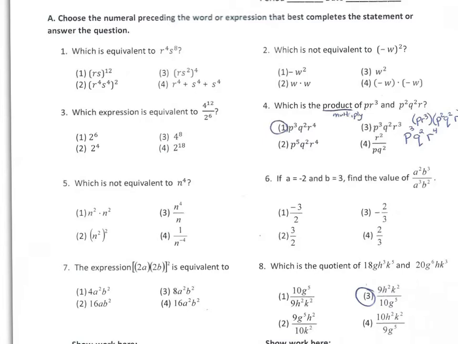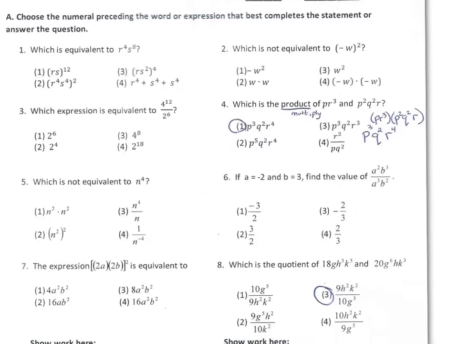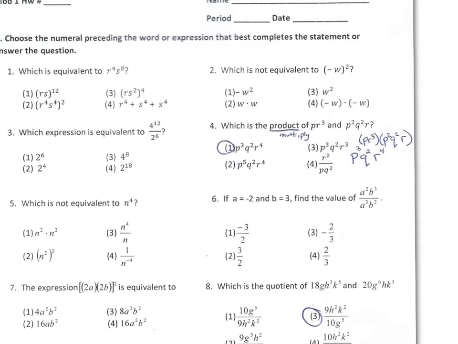So number 4 says, what is the product of p r cubed and p squared q squared r? Product means multiplying. You see I wrote that there. So what I have to do is I set it up as a multiplication problem. And I know from class today, when I multiply something with the same base, so base p, I add the exponents. So the exponent on this first one is a 1. And then the exponent on the other p is p squared. 1 plus 2 is 3, so it's p cubed.